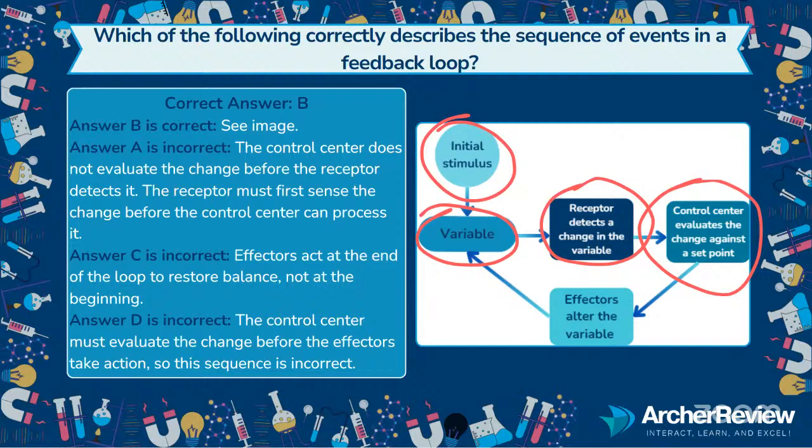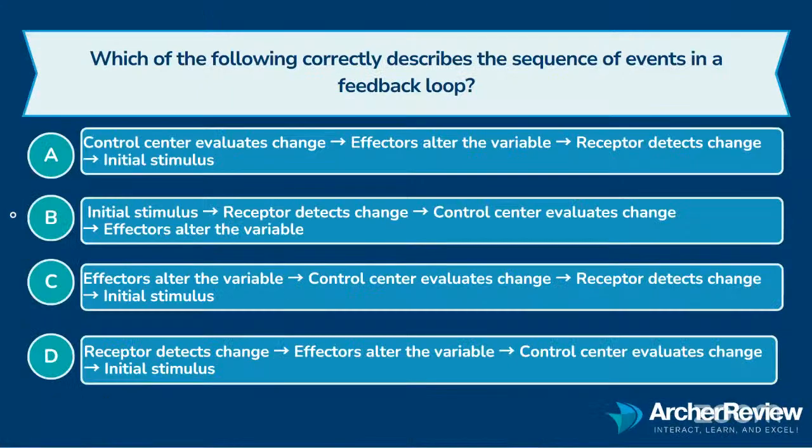So it sends out effectors to alter that variable. In the case of being cold, we would get goosebumps, we would shiver, our blood vessels would constrict to keep our core warm. And that hopefully then would bring our body temperature back up to that 37 degrees. Now, let's take a look at our other answer responses because we can certainly apply that test-taking strategy idea again in this scenario.